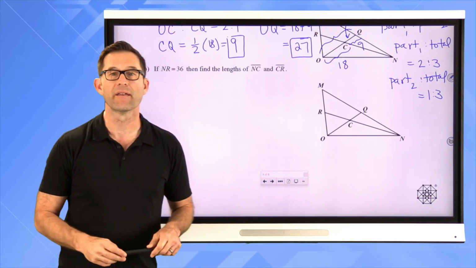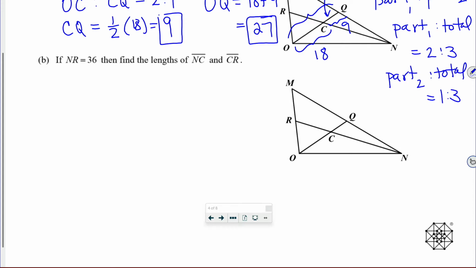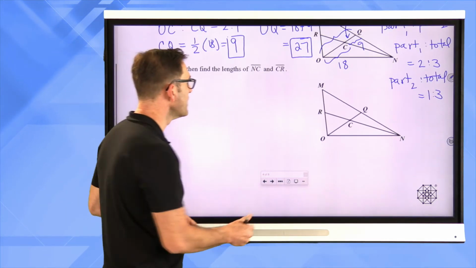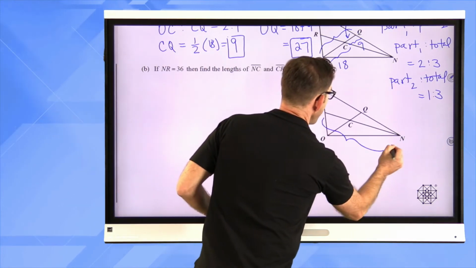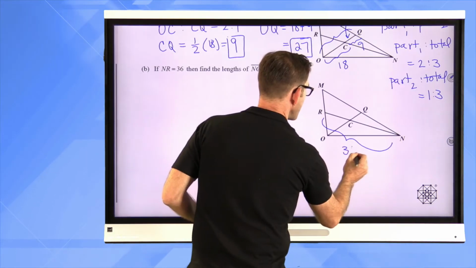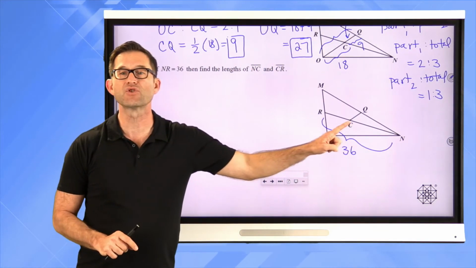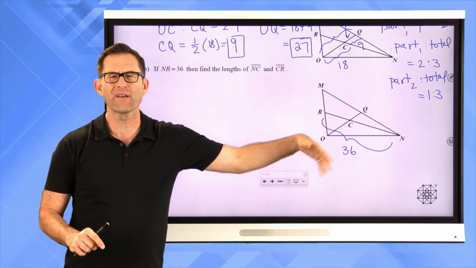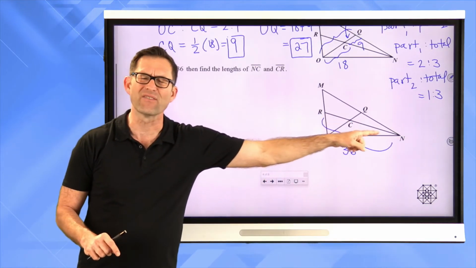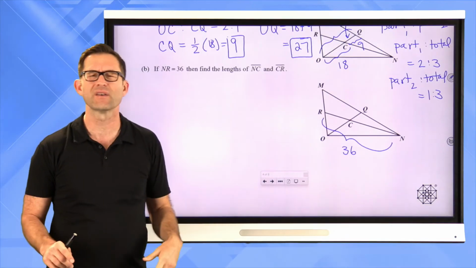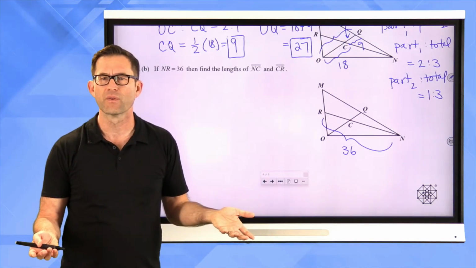So let's take a look at that. If NR is equal to 36, find the lengths of NC and CR. So right, in this case, we're told that NR, the entire thing, is 36. All right, and we know that NC is twice CR. So I could call that X and that 2X, and I could then solve for X. You shouldn't need to do that, right?